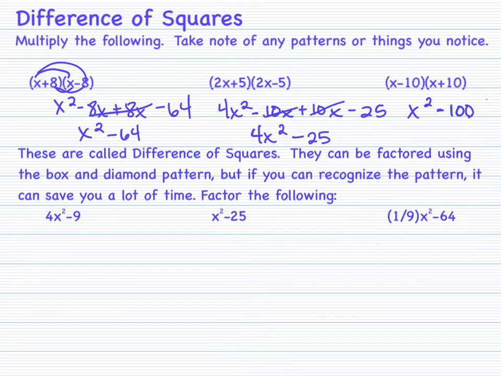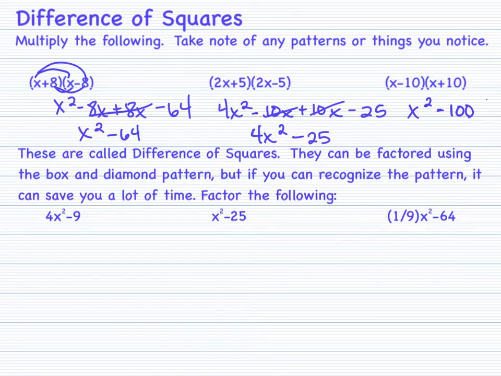So because we know this pattern, we can also use it in the opposite direction to factor. If you don't notice the pattern, you can always use the box and diamond method. Like this middle one could be written as x squared plus 0x minus 25. So you can use that and still do the same thing. It's just going to take you longer. So if you can see the pattern, that's going to be to your advantage.